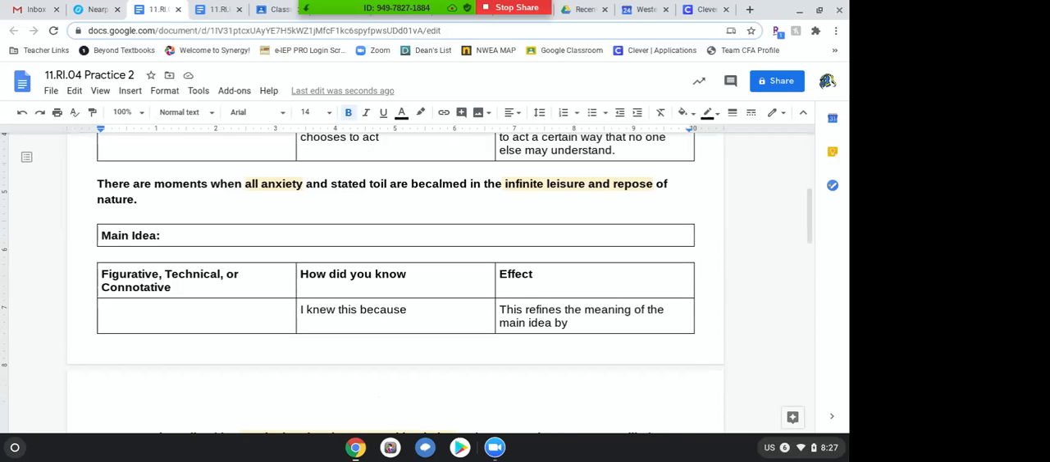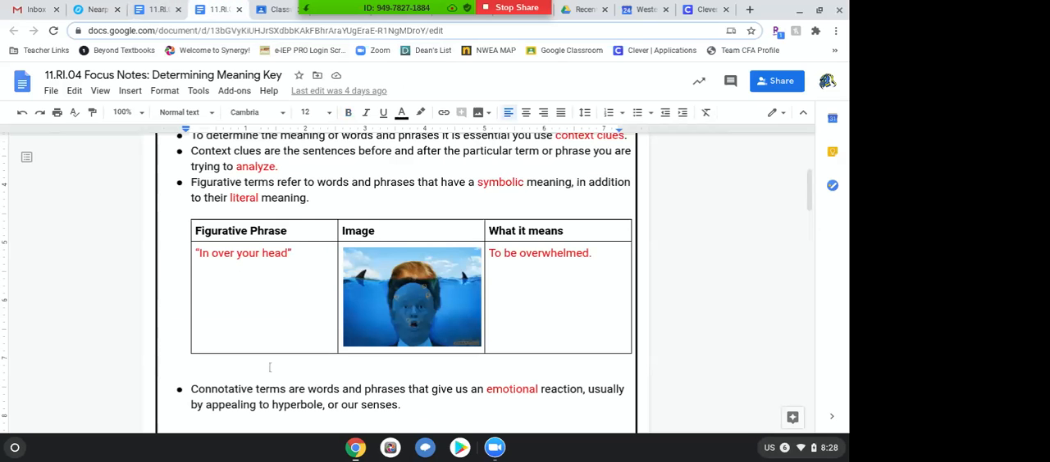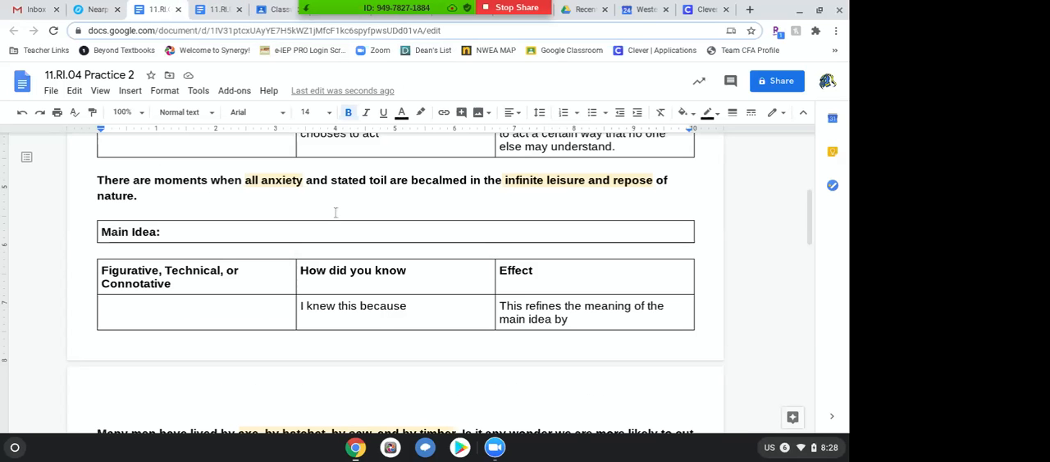So here again, I'll get you started. There are moments when all anxiety and stated toil are becalmed in the infinite leisure and repose of nature. So again, I'm looking at my notes. Oh, sorry, nope, not looking at my notes first. First, I just want to come up with the main idea, and that is that all stress can disappear completely in nature.